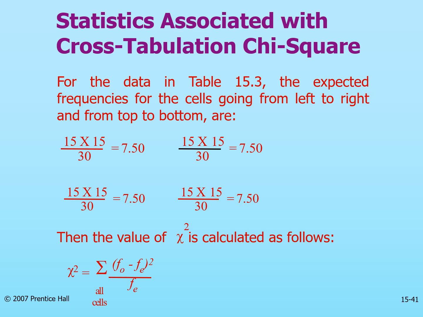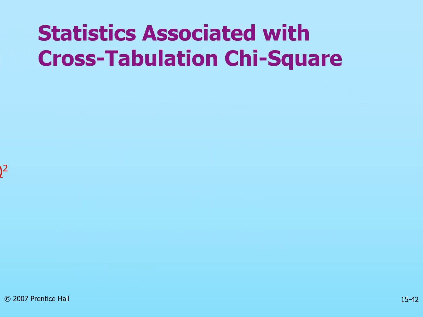The same way it is being done for all 4 cells: 15 into 15 upon 30. So in every place we are coming down to 7.5. Now we have to calculate the chi-square value, where we take the sigma of frequency observed minus frequency expected, square, upon FE. That is the frequency expected we are taking.